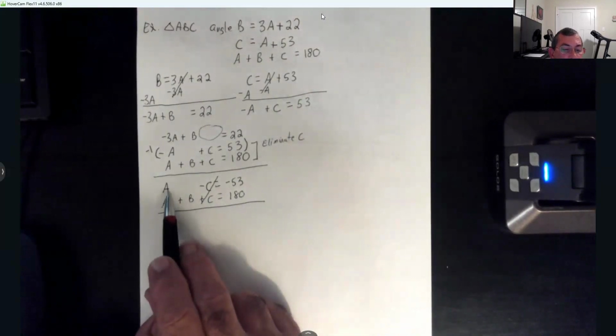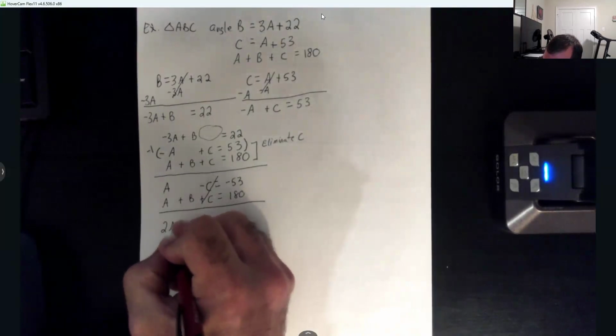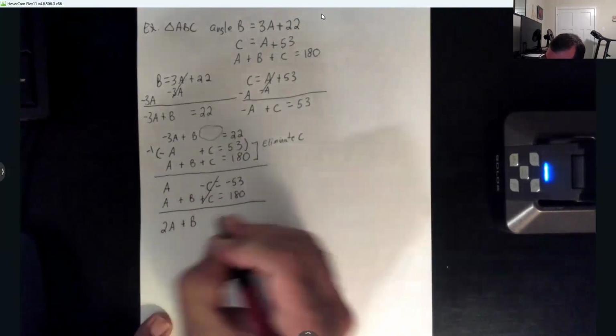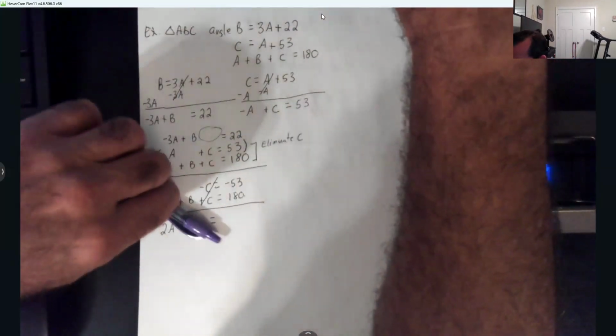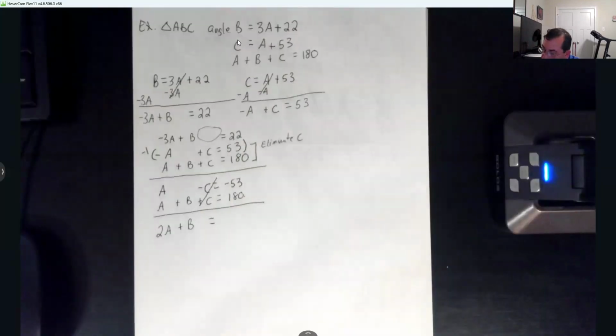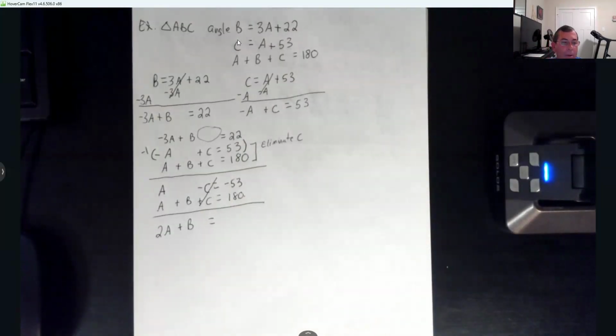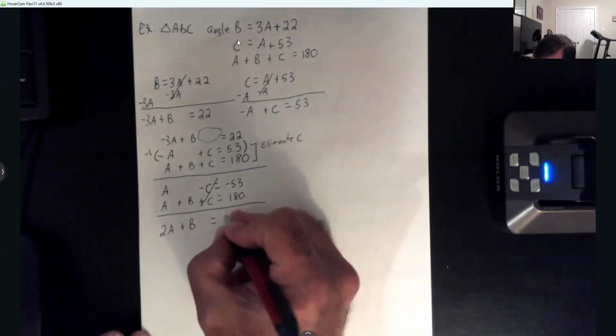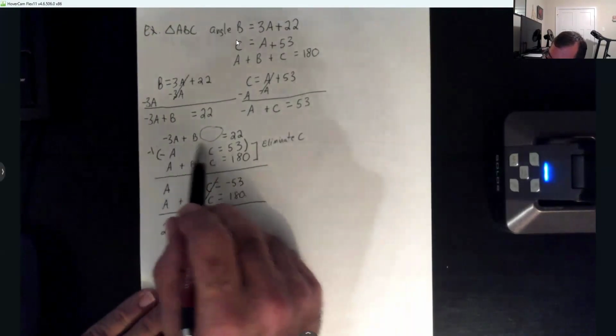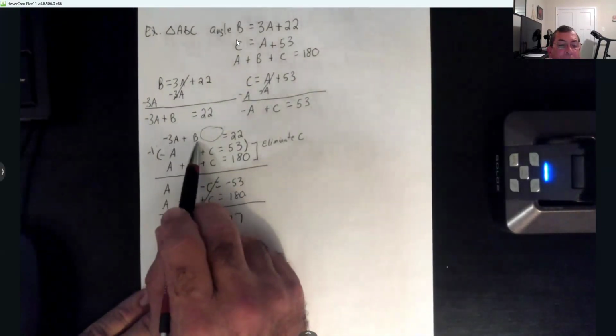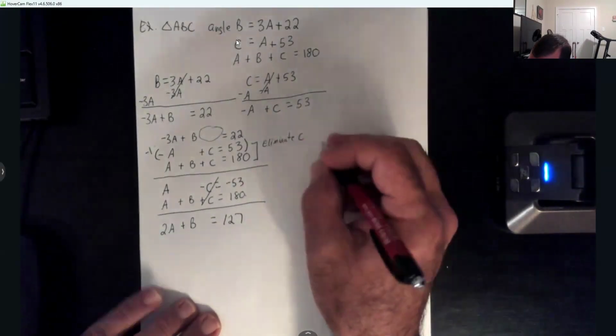So adding these together, A and A give me 2A plus my B. That's going to equal 180 minus 53. So y'all add that up real quick. Do me a 180 minus 53. So what you got there? 127. All right, notice I got A's and B's. This equation that we didn't use up here has A's and B's. So those two equations we're going to put together now.